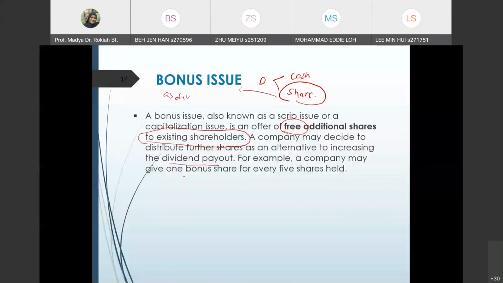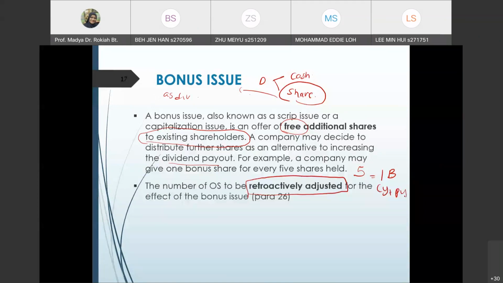The number of ordinary shares is to be retroactively adjusted. Retroactively adjusted means that it is going to affect the current year plus the prior year for the effect of the bonus issue. So the previous year's earnings per share will also be adjusted as if the bonus issue was made on the first day of the previous year. So we assume the first day of the previous year for the effect on the earnings per share.